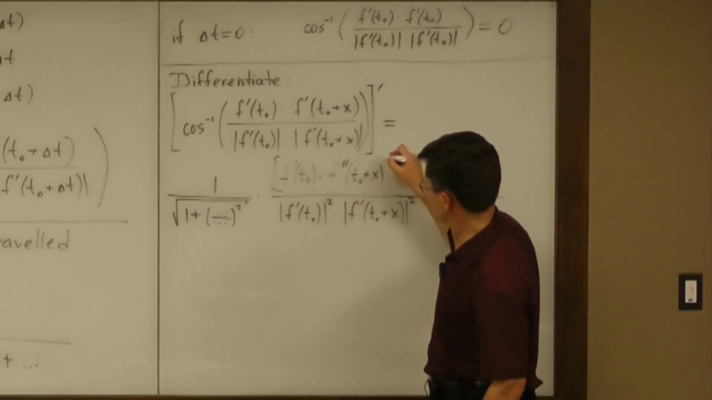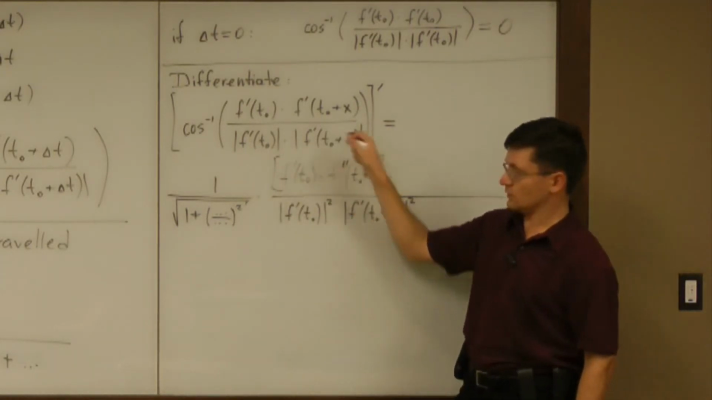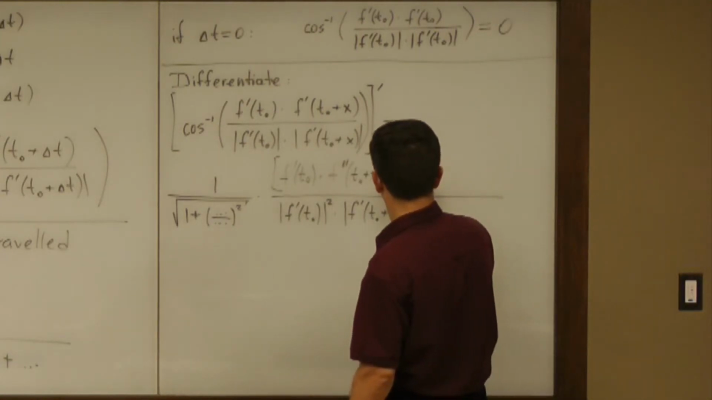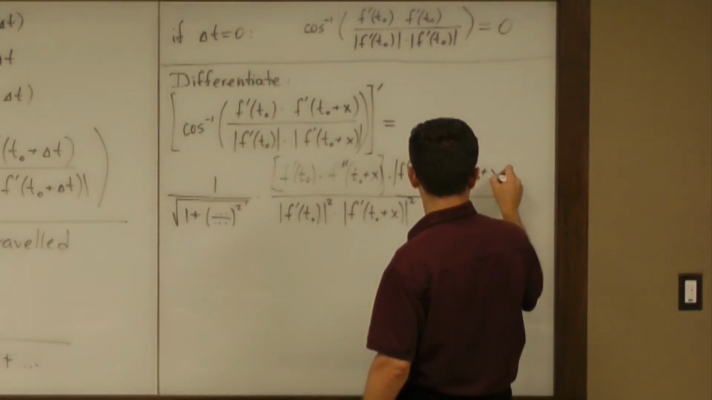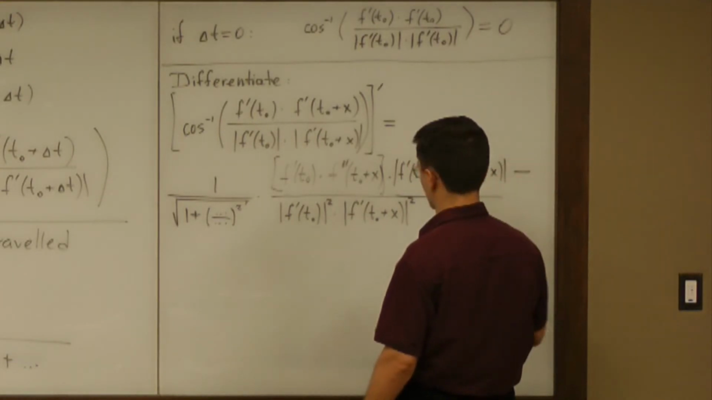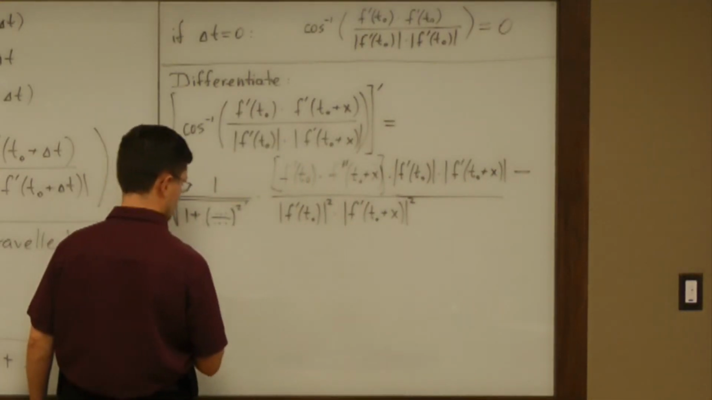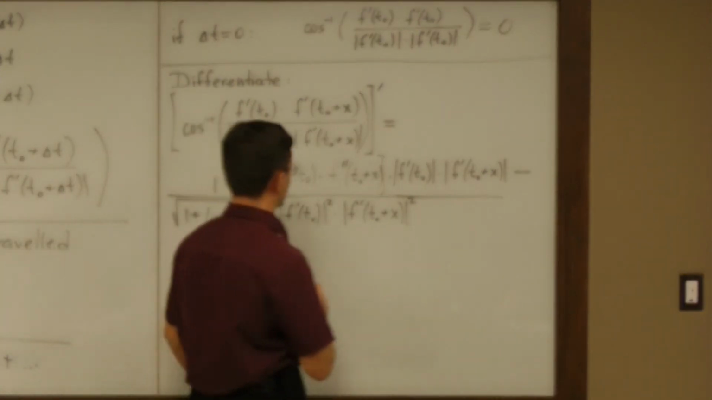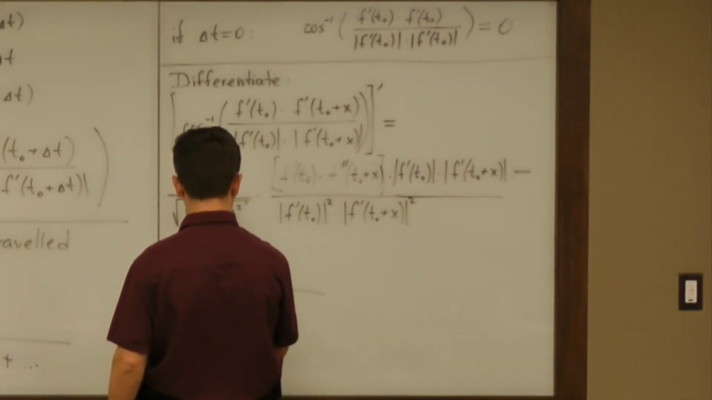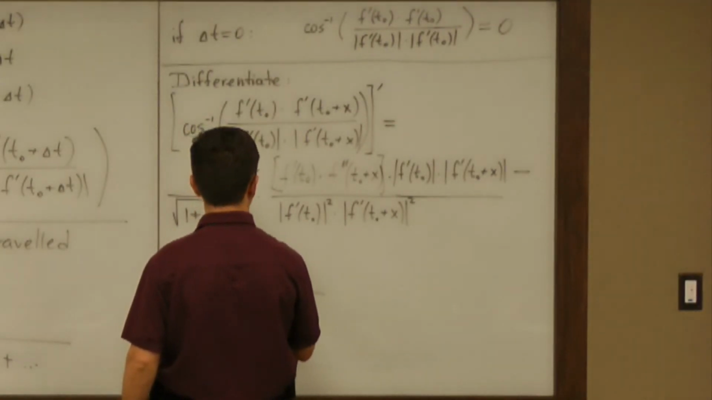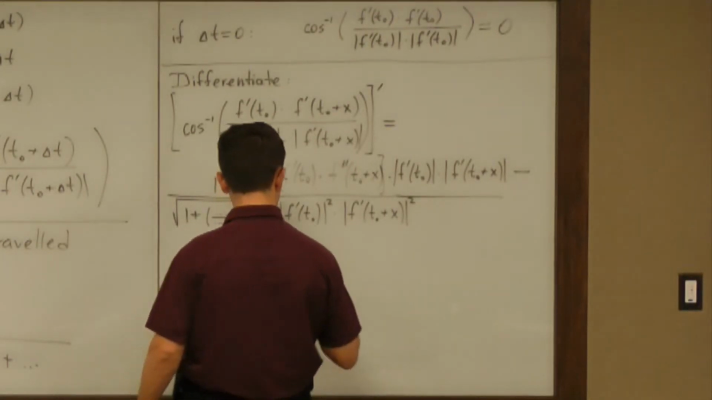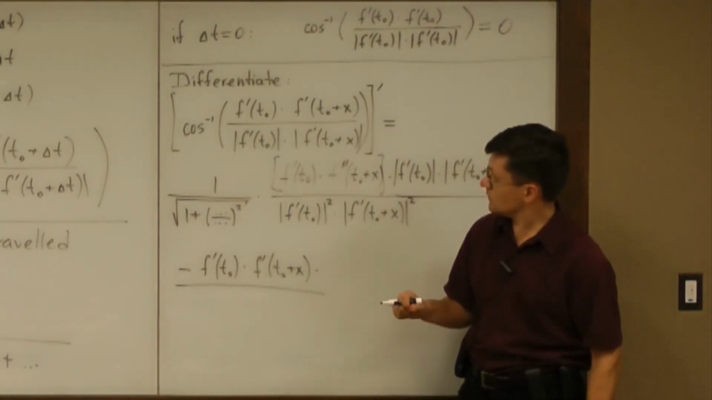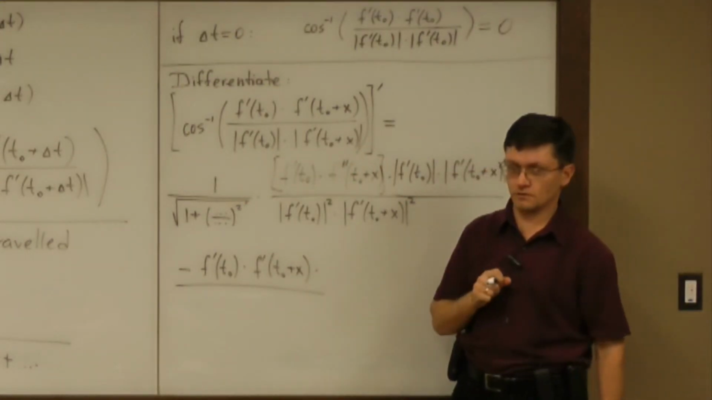I have to take that, multiply it by the whole denominator: magnitude of f prime of t0 times magnitude of f prime of t0 plus x. And then subtract. So my fraction continues here. I subtract the numerator, which is the dot product, f prime of t0 dot f prime of t0 plus x, the dot product multiplied by the derivative of the denominator.